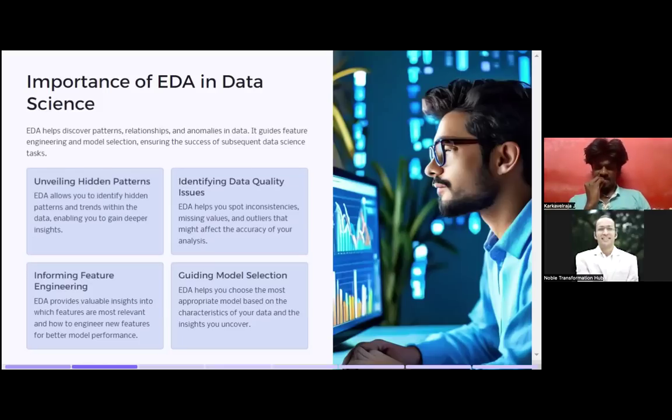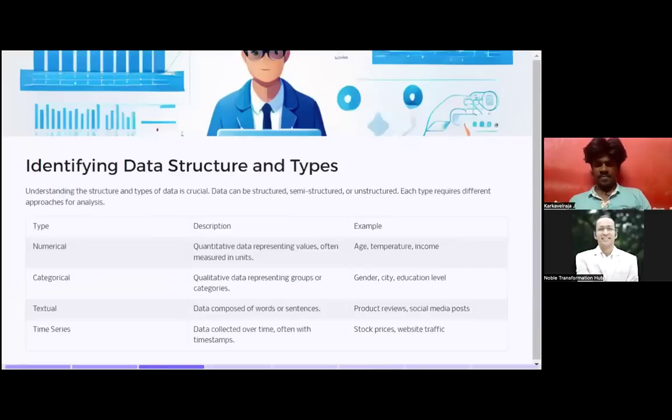Let's move to the other section. Yes, sure, sir. Next, identifying data structure and types, guys. I think we have already seen the programming, right? Now we need to identify the data structure and types. I think you guys have understood. Just put it in the comments what is meant by data structure and types.